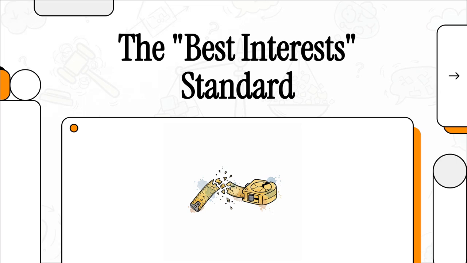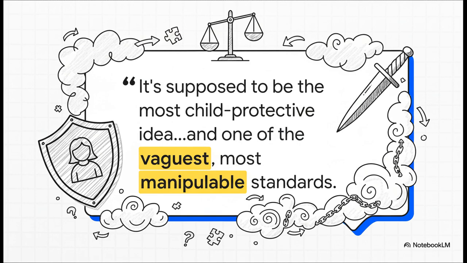Welcome to The Explainer. Today, we're going to peel back the layers on a legal standard that affects millions of families, the best interests of the child. Now, it sounds simple, right? But it's actually one of the most complex and consequential ideas in all of family law. The entire family court system is basically built on this one idea.